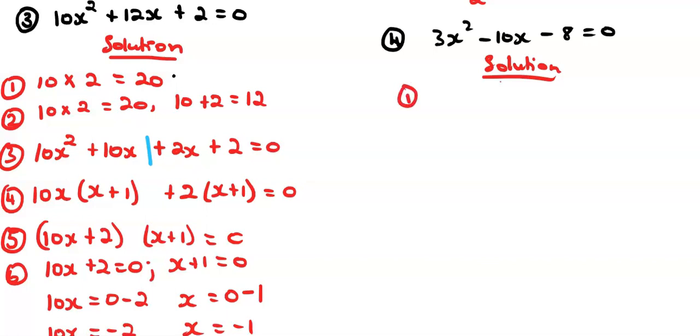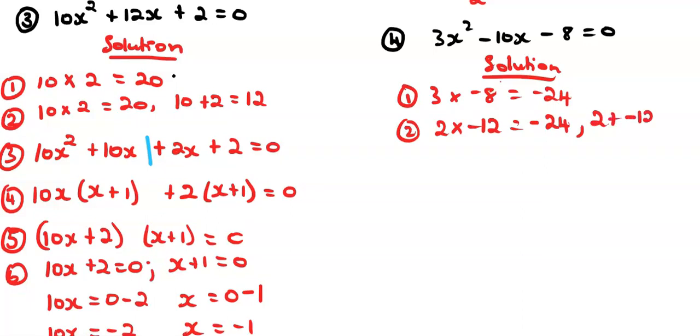Step number 1, we are multiplying 3 by negative 8, and that's going to give us negative 24. Step number 2, what two numbers multiply to give us negative 24, but at the same time, if we were to add them, we'll get negative 10? We see those two numbers are actually 2 and negative 12. 2 times negative 12 is going to give you negative 24, and at the same time, 2 plus negative 12 is equal to negative 10. So those are the numbers that we're working with.